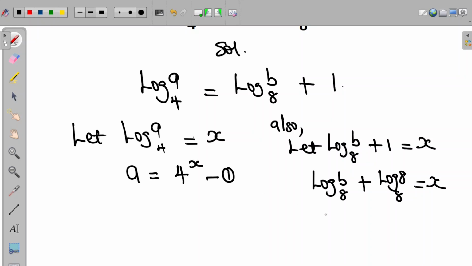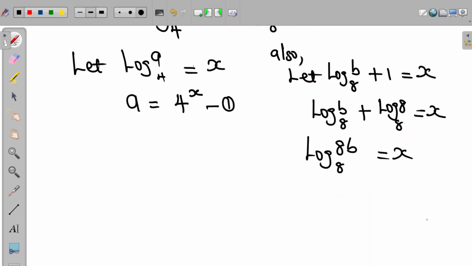So if we apply the laws of logarithm on the left-hand side, this becomes log 8b to base 8 is equal to x. So therefore, 8b is equal to 8 raised to the power of x. Let's call this equation 2.